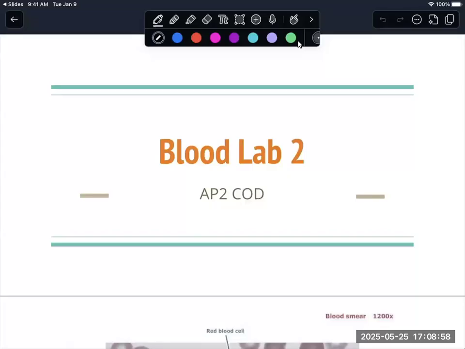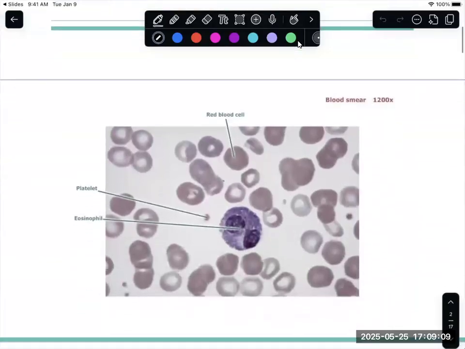This is a pretty short lab, as in there's not a lot of material on here. Those of you who had me for Anatomy 1 may have noticed that I take slides like this and say, you just need to know that this is blood. Well, now we're going into more detail. Now we're going to start looking at the different types of cells.